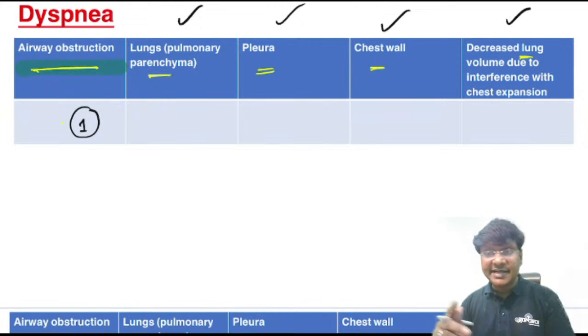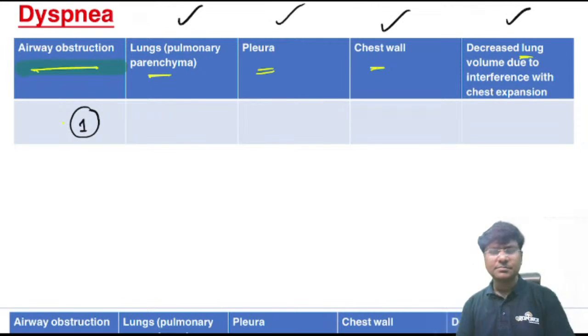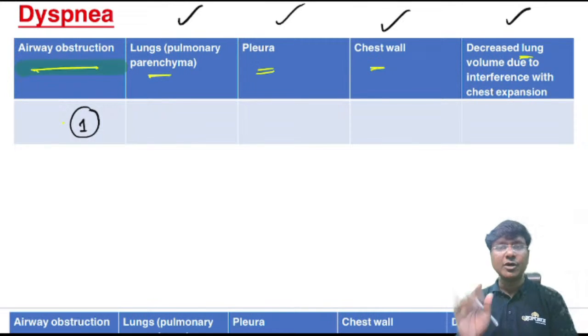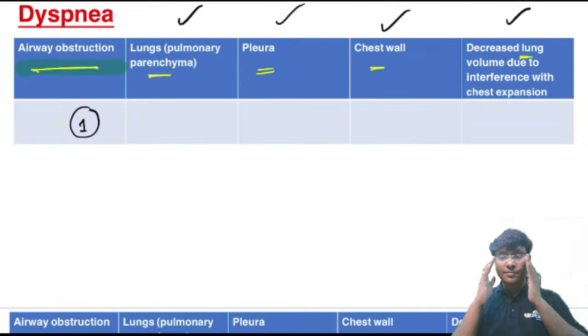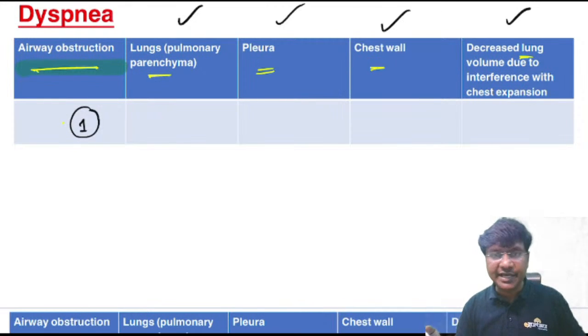Then decreased lung volume due to interference with chest expansion causing sudden onset dyspnea will be diaphragmatic injury, ruptured diaphragm, or paralysis of the diaphragm. So this completes your quick recap of the pulmonary emergencies.